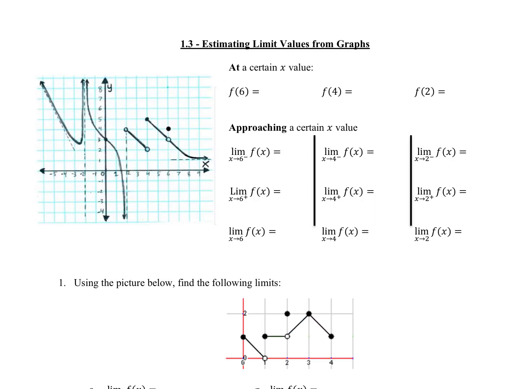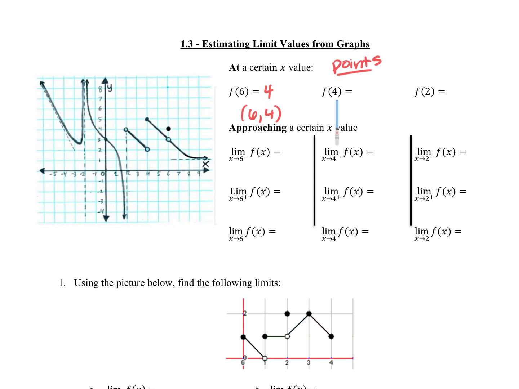So 1.3 says, okay, at a certain x value, look at how I wrote all of these: f of 6, f of 4, f of 2. These are all points that they're looking for, you guys. Give me the point. When x is 6, what's my y? 4. Yes, there's that point. This notation, f of 6 is 4, is the exact same thing as 6 comma 4. It's a point.